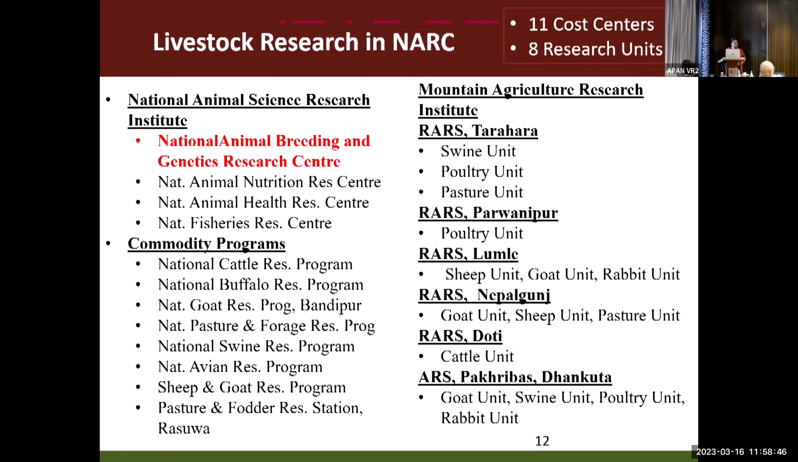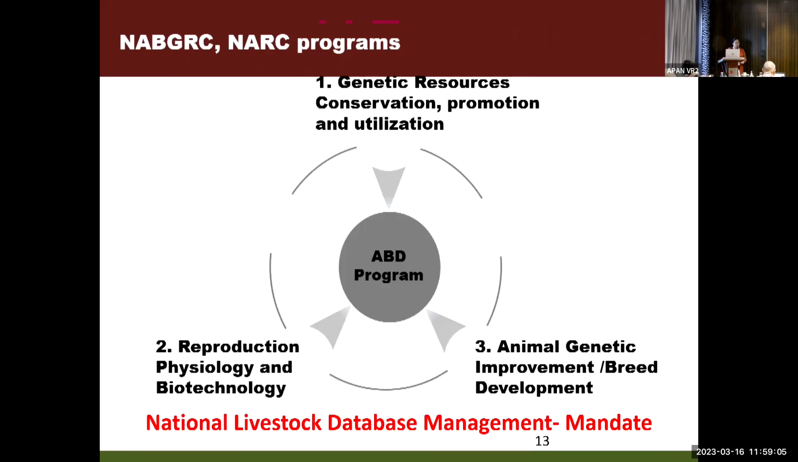Among the different research centers, the National Animal Breeding and Genetic Research Center is one of them, which mainly deals with the breeding aspect, and breeding means you are always concerned about the data. Our main programs are genetic resource conservation, promotion, and utilization, reproductive physiology and biotechnology, and animal genetic improvement and breed development. And the main mandate of this center is national livestock database management.